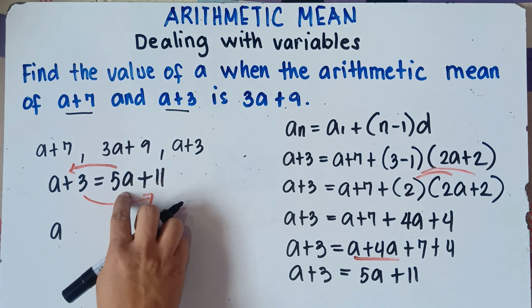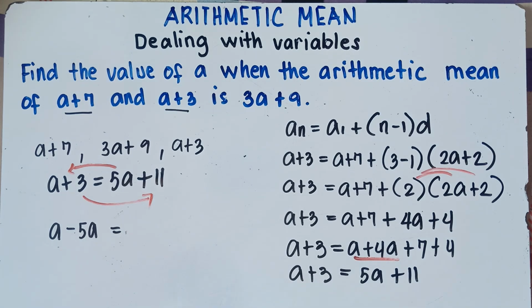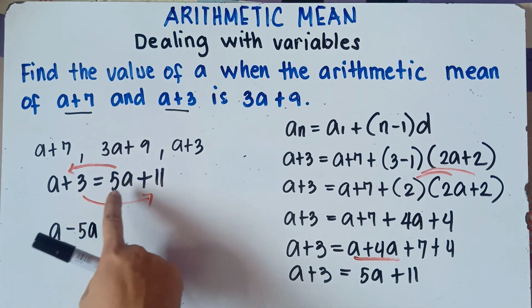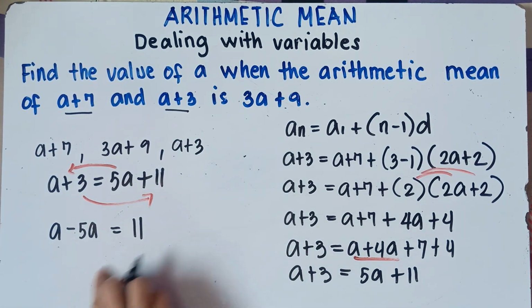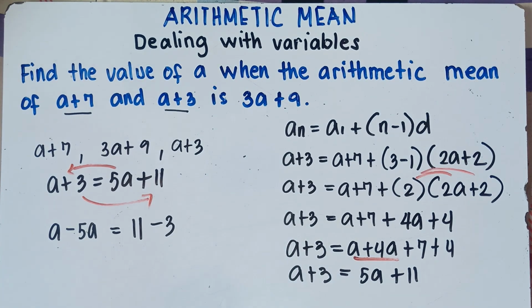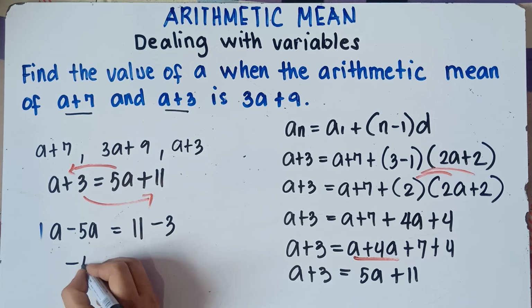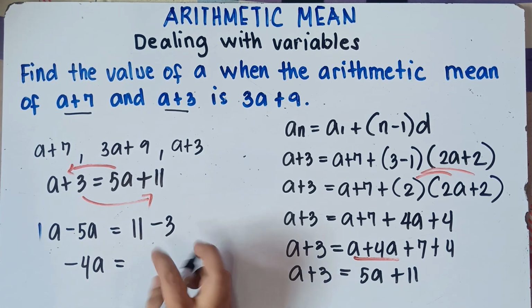This is positive A, it will be negative 5A. You change the sign, class. Once you transfer from this equal sign, this is positive, it will be negative. Then copy 11, this is positive 3, it will be negative 3. Alright, so A, understood that there's 1 here. 1 minus 5, that's negative 4. And then simply copy A equals 11 minus 3, that's 8.